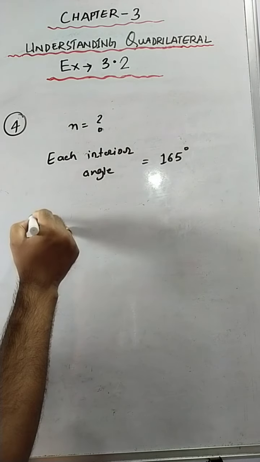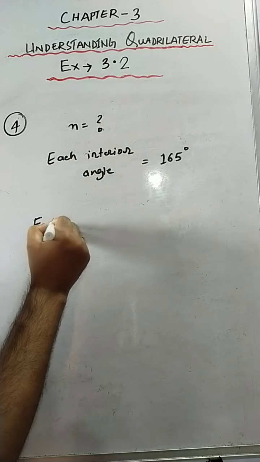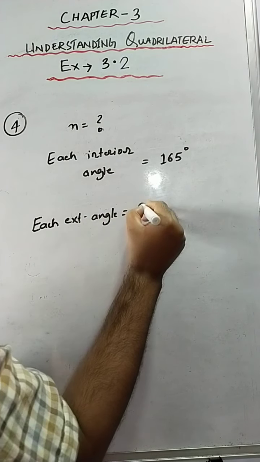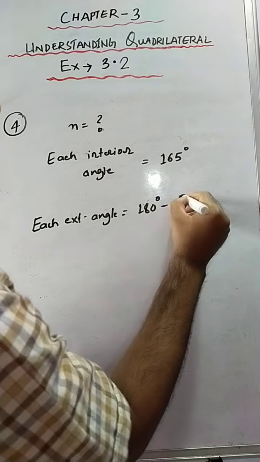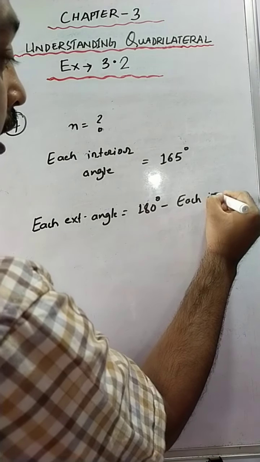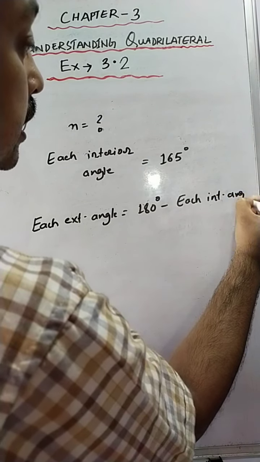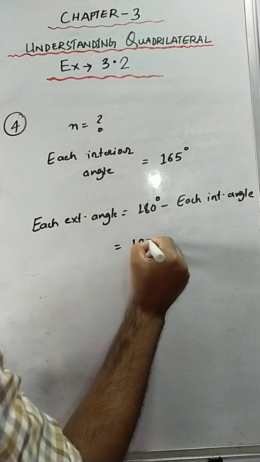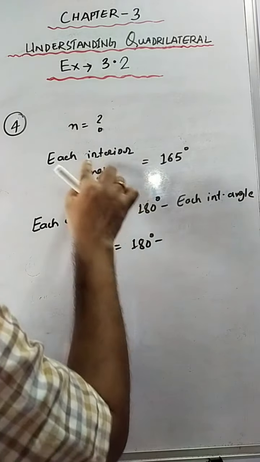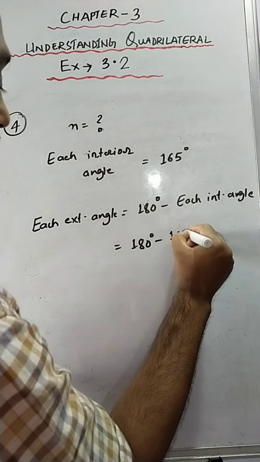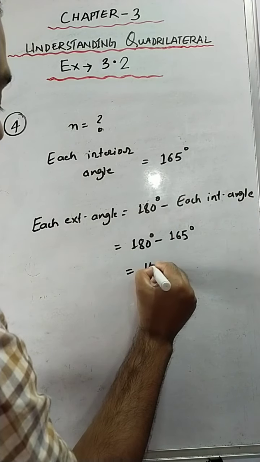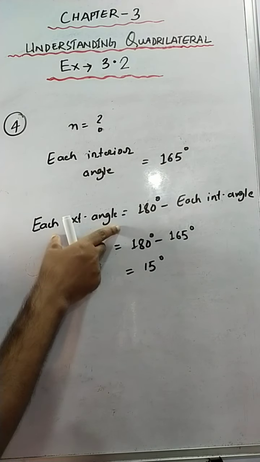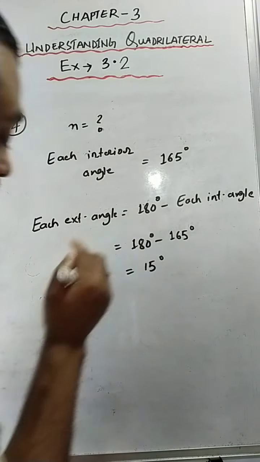So there was one formula: each exterior angle is equal to what? 180 minus each interior angle, isn't it? So this was the formula. So 180, what is the measure of each interior angle? 165. So the answer would be what? 15 degree. Now you know the value of each exterior angle, which is 15 degree.